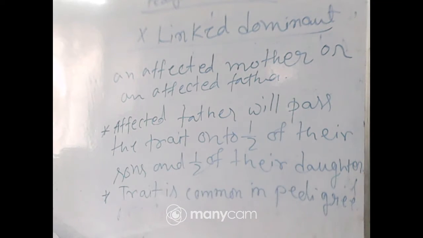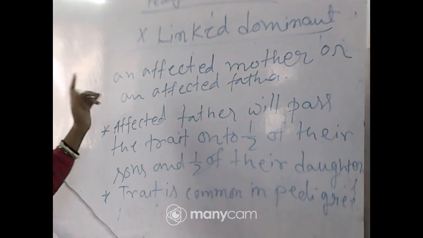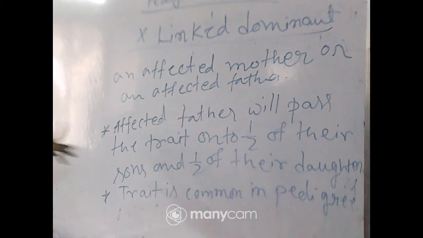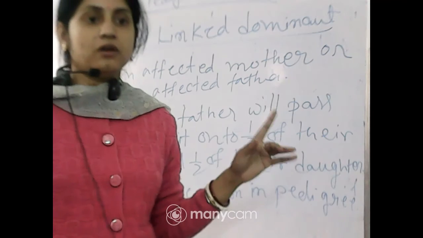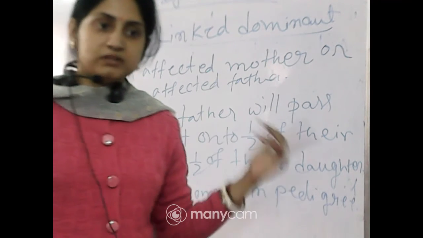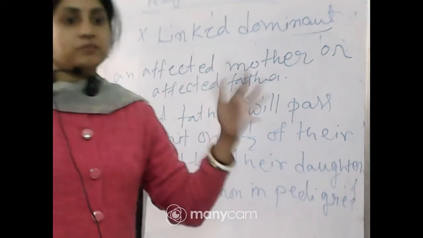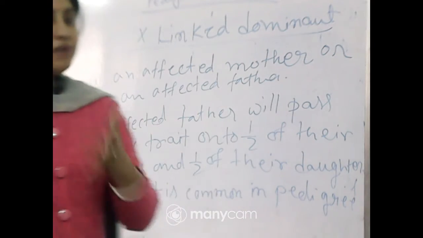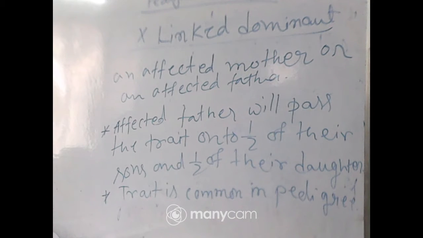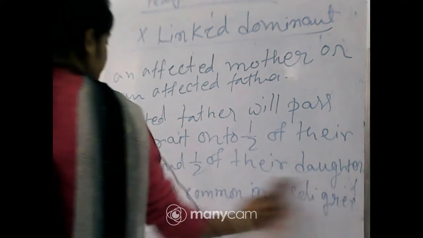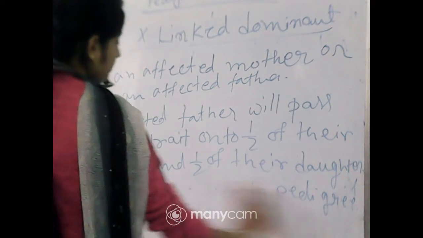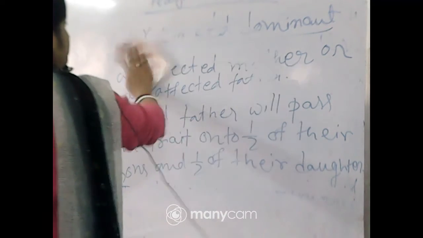So this one is the X-linked dominant. First one, both males and females are affected, and more females are affected than males. Second one, does not skip the generation. Third one, affected son must have an affected mother, but in the case of the daughter, the mother or father must be affected. And an affected father passes the trait to half of their sons and half of their daughters. And trait is common in the pedigree. This last one is not important. That is X-linked dominant.